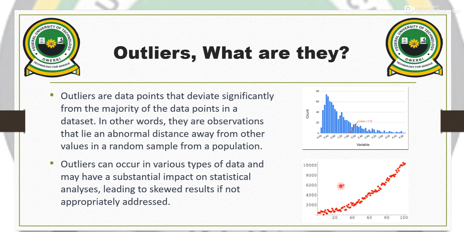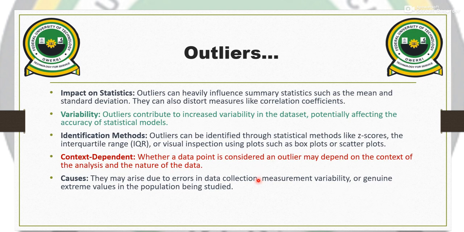Okay, this is actually an example of an outlier. Okay, now the outlier's impact on statistics. An outlier can heavily influence summary statistics such as the mean and the standard deviation, and can also distort measures like correlation coefficients. Okay, how does this data point relate with this data point?